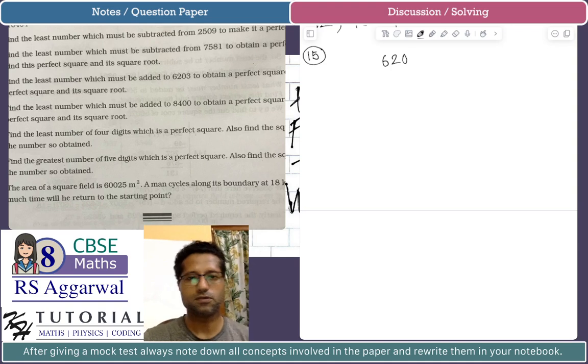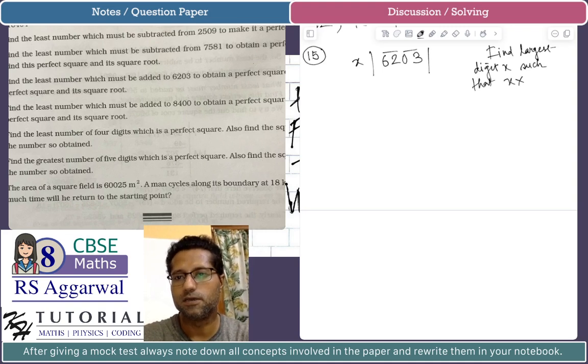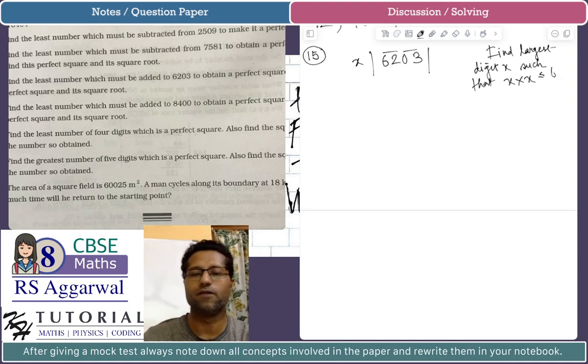6203. So the first step is always to do the long division method. So the periods are 03 and 62. So what will be the initial divisor? Find the largest digit x such that x multiplied by x is less than or equal to 62. 62 is the leftmost period.